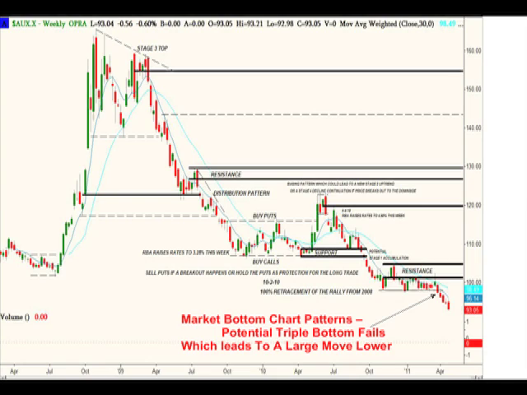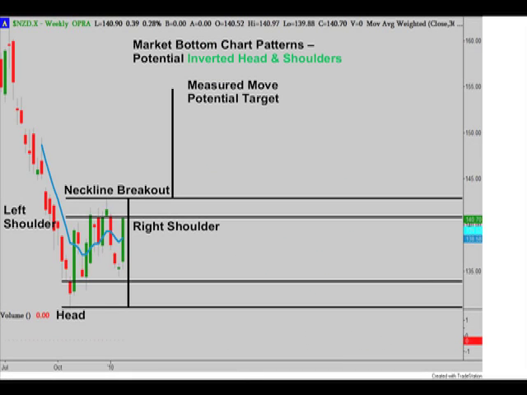It held support, it rallied a little, it came back down to test the support again. However, there's a failed triple bottom. And once we broke through those prior lows just below 100, the market made another large move lower. So these failed chart patterns sometimes lead to large moves in the opposite direction.